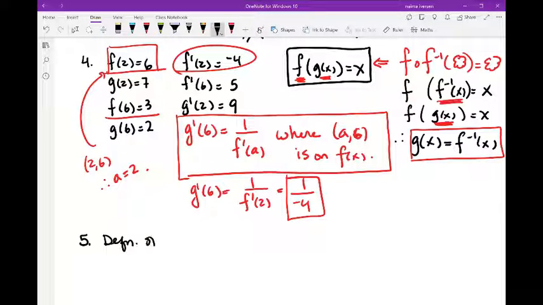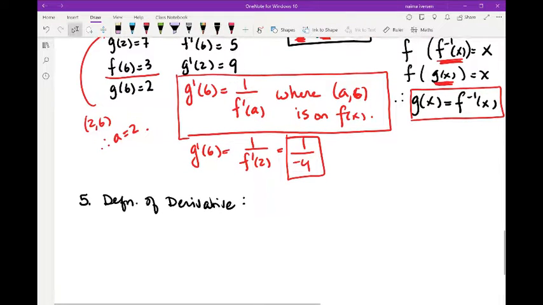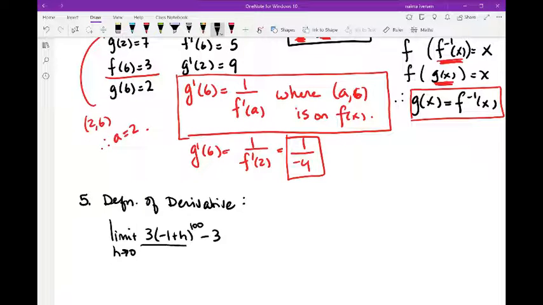But for right now, we are doing definition of derivative. And I'm going to keep doing these definition of derivative questions so that you can recognize them. They are usually some of the trickiest questions out there. So if you're finding it tricky, you're not alone and not the first. So what we're trying to do is find the limit as h approaches 0 of 3 times (-1 plus h) to the power of 100, that seems like a lot, minus 3 all divided by h.